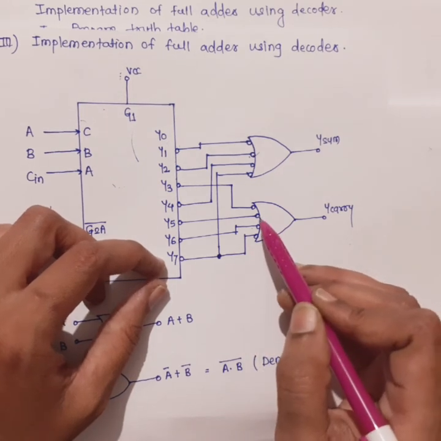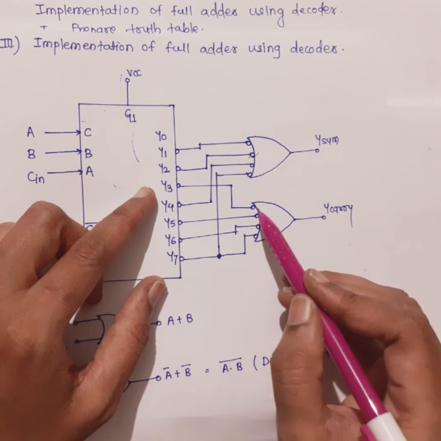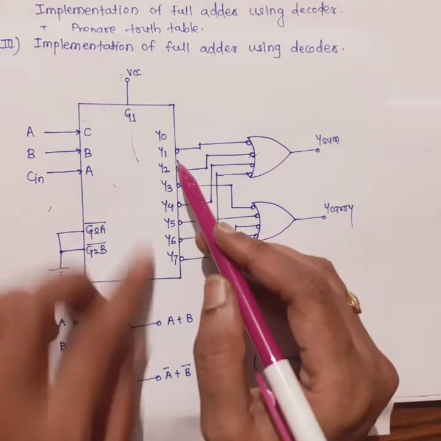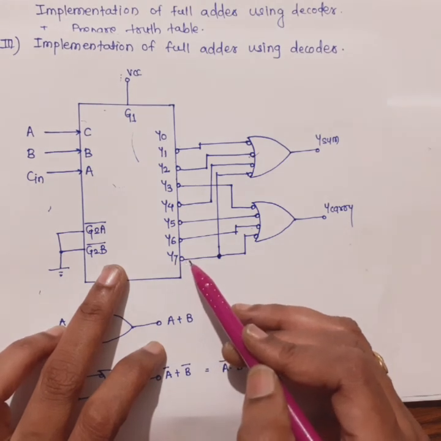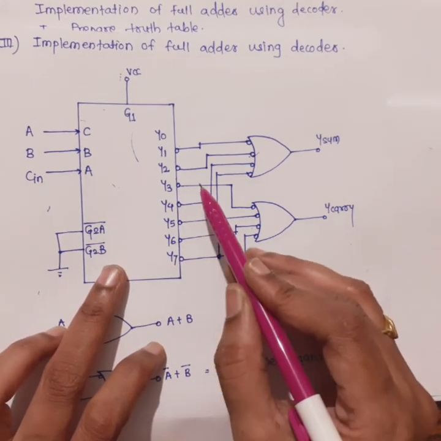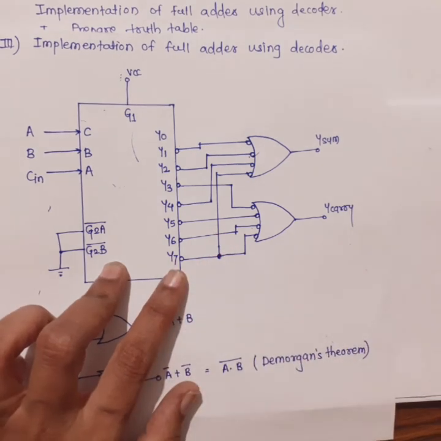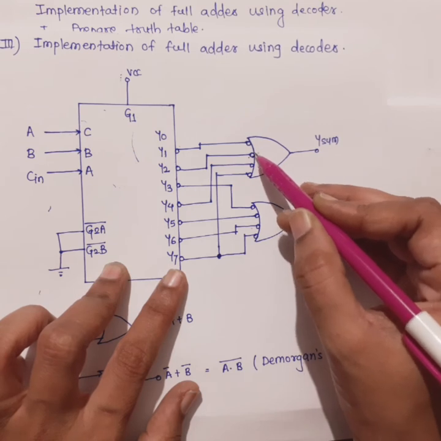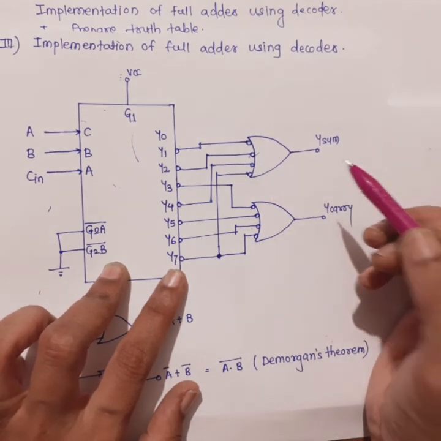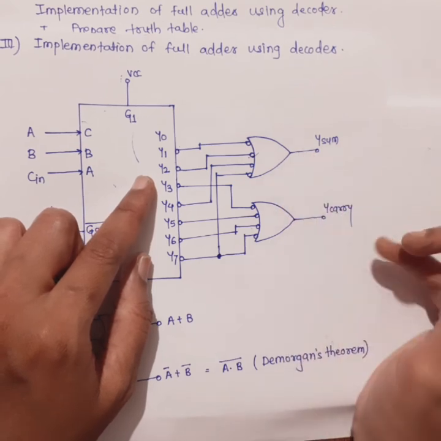But before these minterms get ORed, we are attaching bubbles. As the output of decoder is active low, we get inverted output from this decoder. So in order to recover the original output, one more inversion is added through this bubble so that the original output can be ORed with this OR gate.